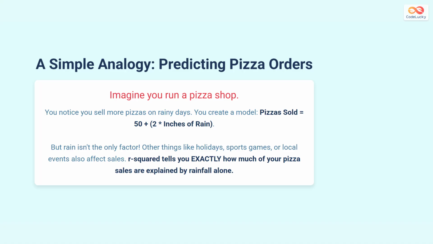Let's use a simple analogy. Say you own a pizza place. You've noticed a pattern. On days it rains, you seem to sell more pizzas. So you create a simple model to predict sales based on rainfall. However, you know that rain isn't the only thing that drives sales. Big sports games, holidays, or local festivals also play a part. R-squared is the tool that tells you exactly how much of your pizza sales can be explained by the rainfall and how much is caused by all those other factors.